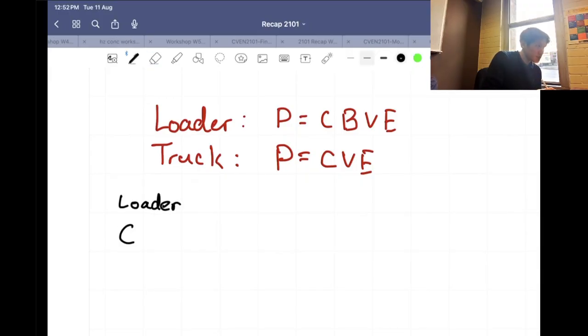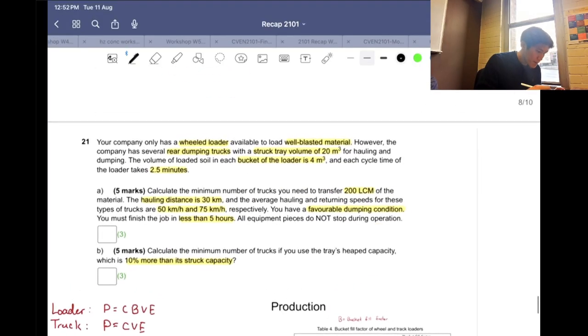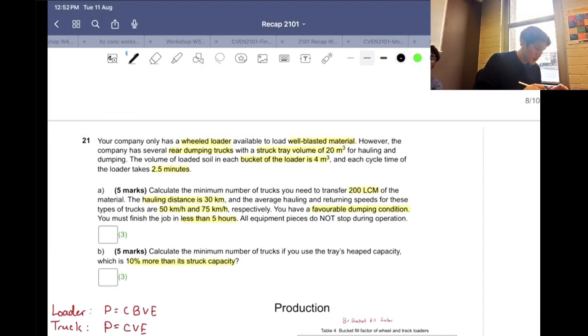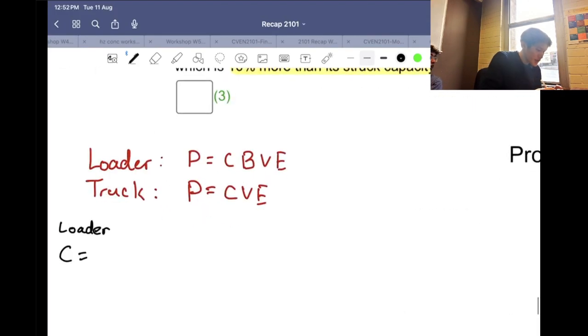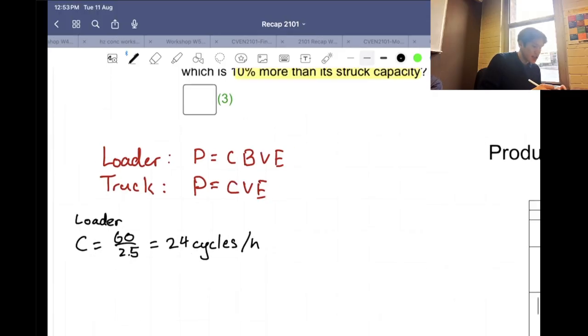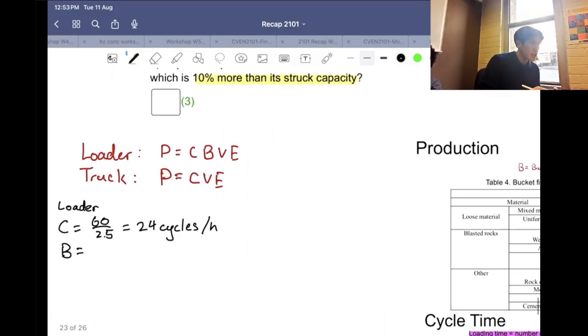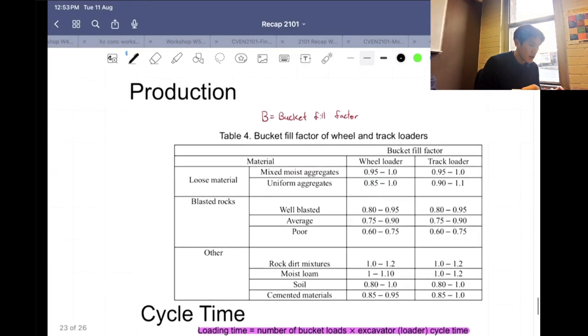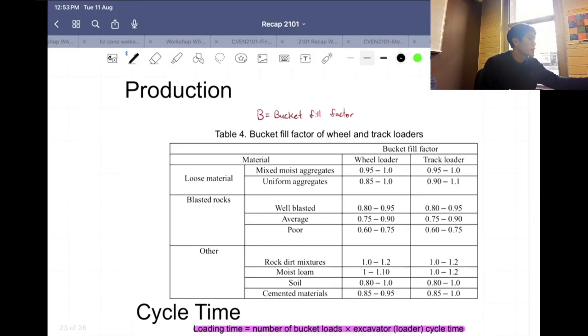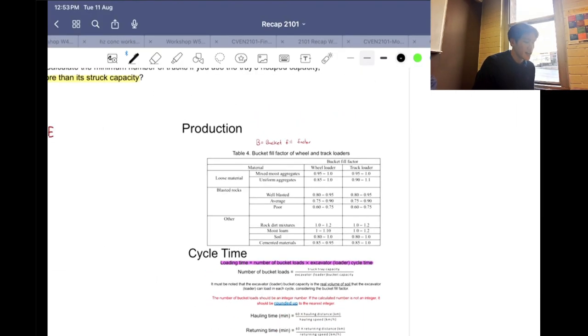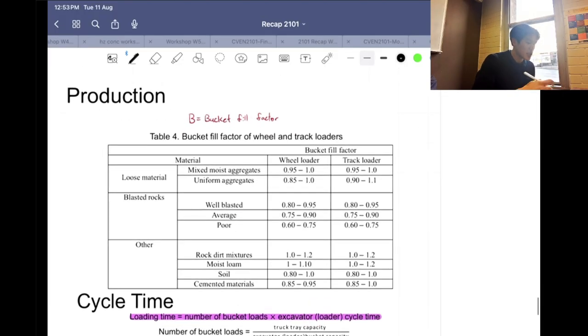It says in the question that your cycle time is 2.5 minutes. So you just do 60 divided by 2.5, which gives you your cycles per hour. That's 24 cycles per hour. Then you just go through the formula. B is your fill factor. You just look at the table here. For your cheat sheet, I recommend you bring in all the tables that he provides in the lectures, and all the formulas as well. Once you have that, you have everything you need. They give you all the values, you just need to look at the tables and fill out the formulas.